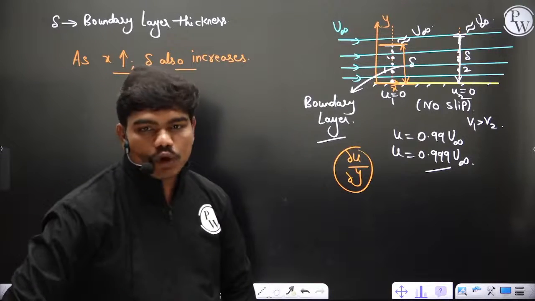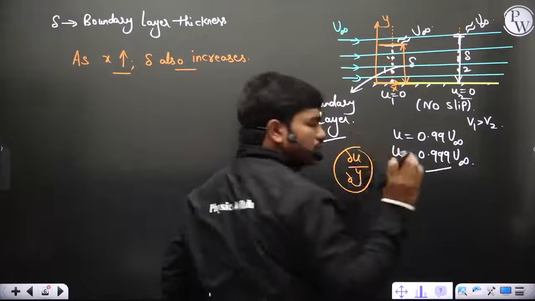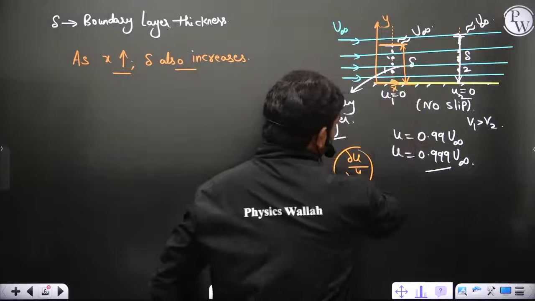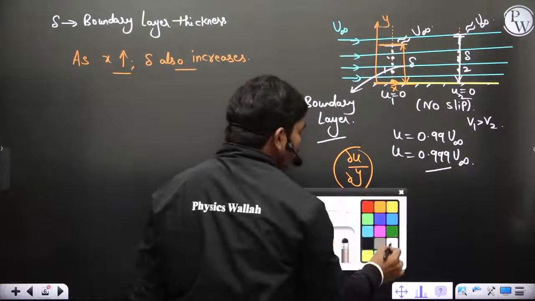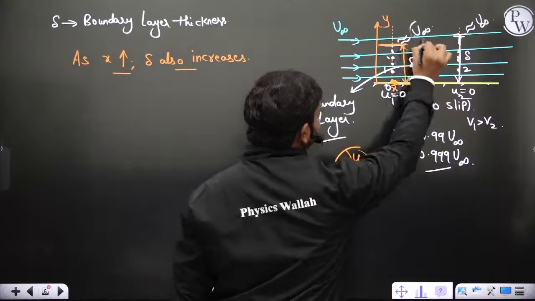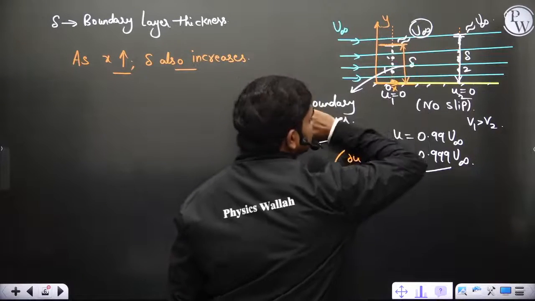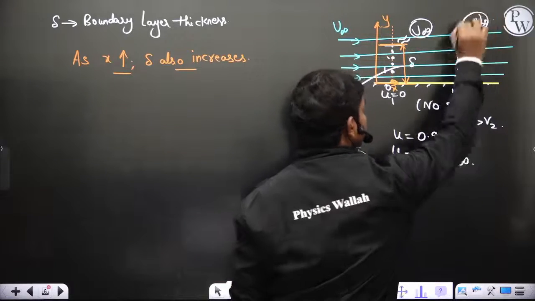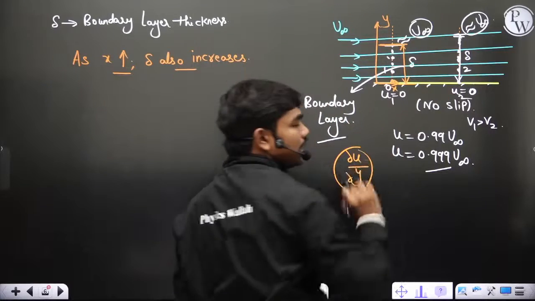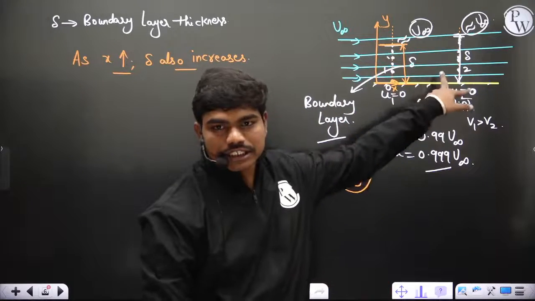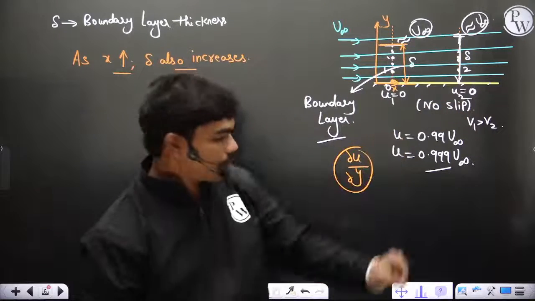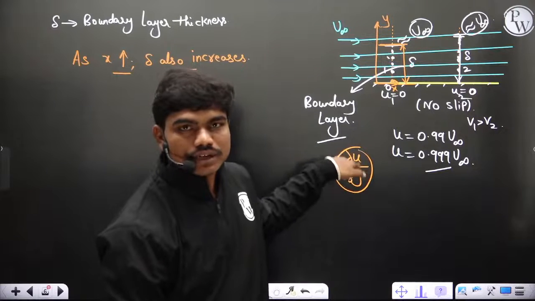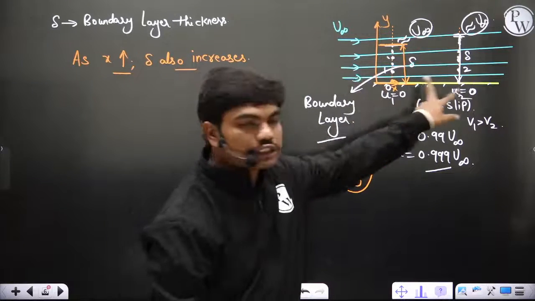Now, if you talk about dou u by dou y, it is a little bit of simple calculus. See here, if you see section 1, to go from 0 velocity to approximately u infinity, you need this much distance. But here, to go from the same 0 velocity to the same u infinity, you have to travel a distance which is larger than this. Which means, out of these two locations, can you tell me at which section the gradient is high? This is nothing but the rate of change of velocity, correct? So, rate of change of velocity is fast in which of these two sections? 1 or 2?